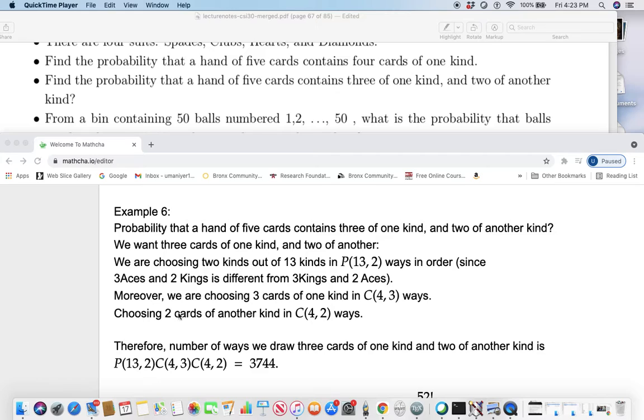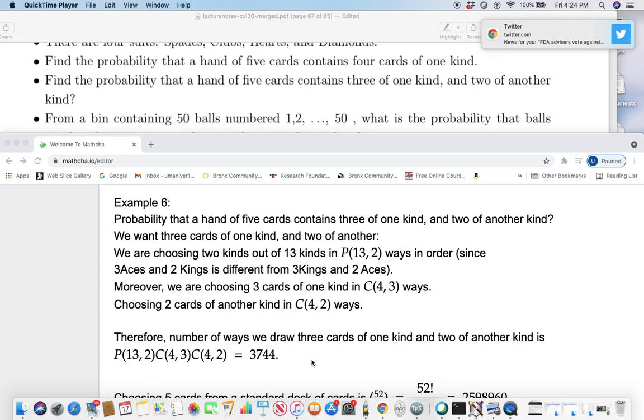choosing 2 kinds in order, now we start choosing 3 cards of the first kind. That's choosing 3 from 4. Then you are choosing 2 cards from the second kind, choosing 2 from 4. So the number of ways we draw 3 cards of one kind and 2 of another kind is the permutation of 13 choose 2, times the combination 4 choose 3, times the combination 4 choose 2. In all, I hope my calculation is correct, 3744.